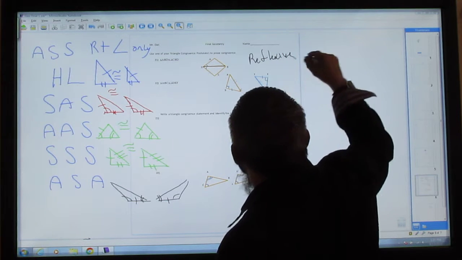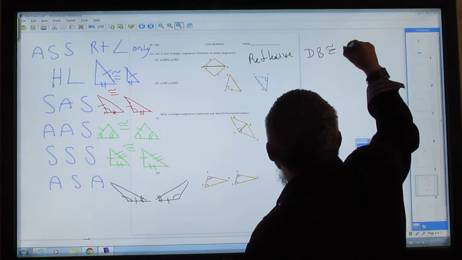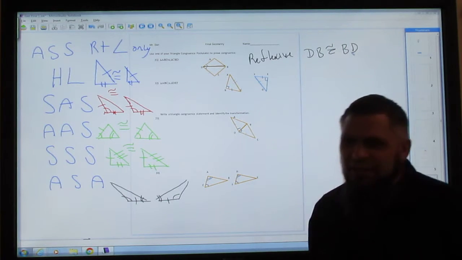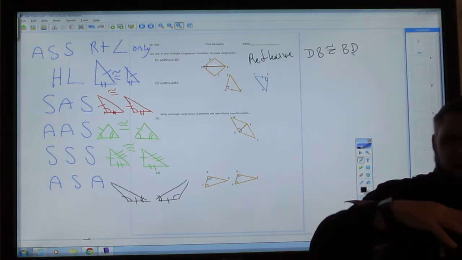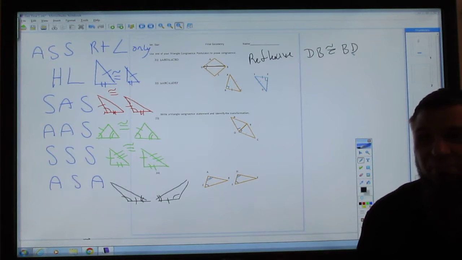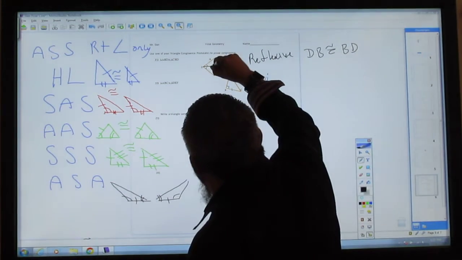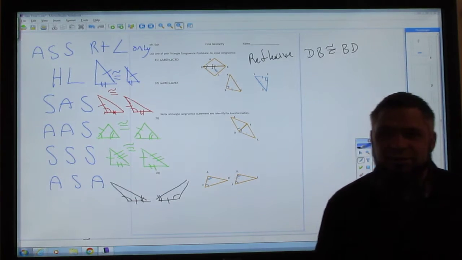And reflexive tells me that DB is congruent to BD. And that makes sense, right? BD and DB, they're congruent. They're the same. I just wrote it backwards, right? So that means that they are congruent to each other.